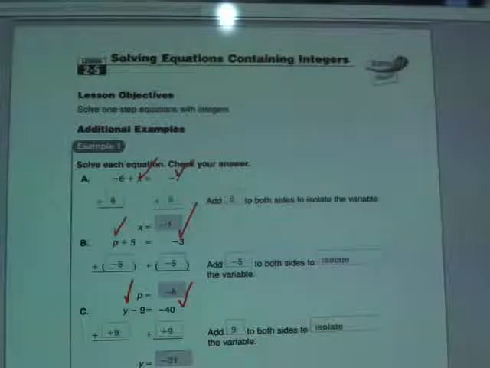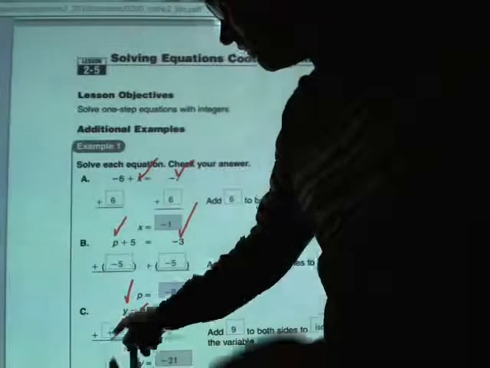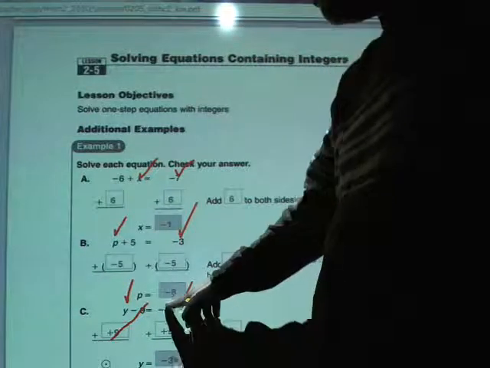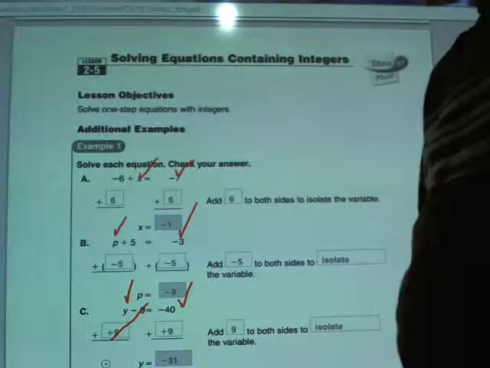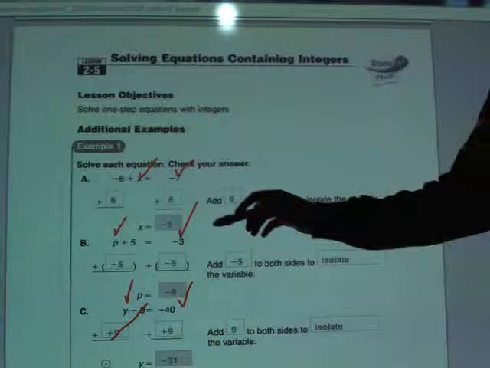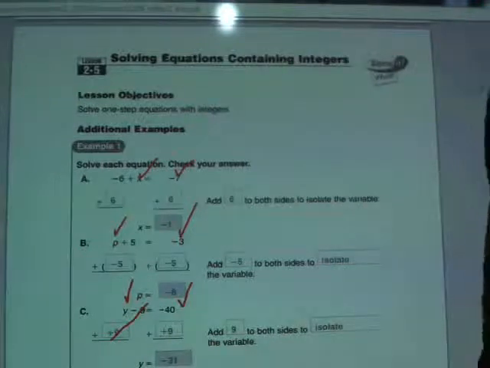So I'm going to add 9 to both sides. The question says minus 9, do the opposite, which is to add 9. Minus 9 plus 9 cancels each other out, leaves me variable y, which is what I was solving for. And negative 40 plus 9 is negative 31. Negative 31 minus 9 is indeed negative 40.